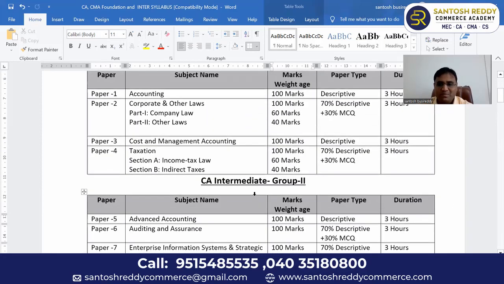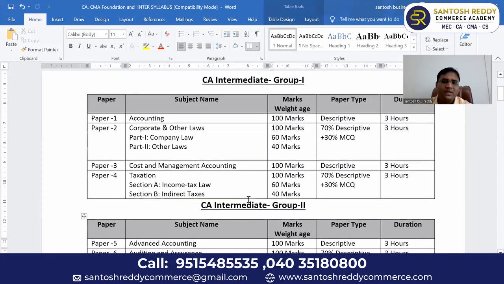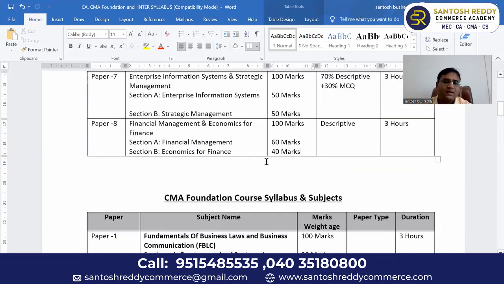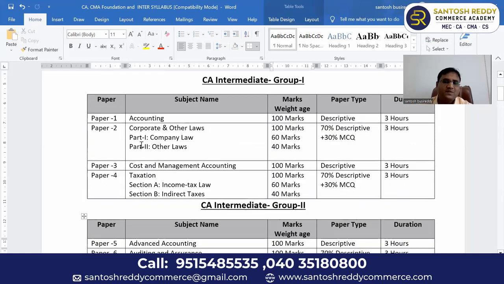Sir, what is the passing criteria? In each paper, same as the CA foundation criteria, you should get 40 marks. Overall, group 1, you should get 200 marks, 50%. So in each paper, you should get 40 marks. That means 160, 4 subjects, 4 into 40, 160. But overall, if you put together all 4 papers, marks should be 200. Group 2 is also the same. Clear? This is the CA intermediate syllabus.